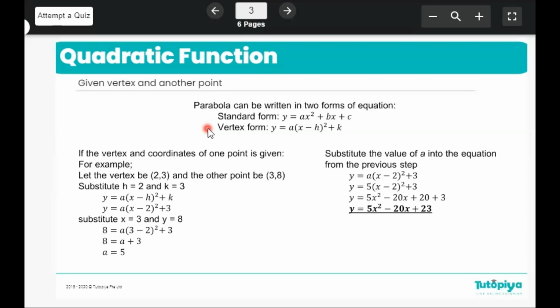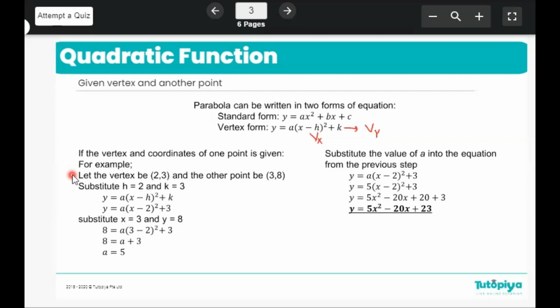Now, in this vertex form, h gives us the x coordinate of our vertex. I'm going to say this is vx. And k gives us the y coordinate of our vertex. I'm going to say that's vy. Let's look at the example that I've given here. It says, if the vertex and coordinates of one point are given, for example, let the vertex be (2, 3), and the other point be (3, 8).